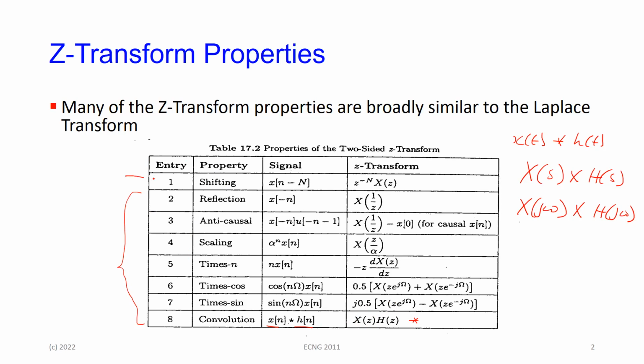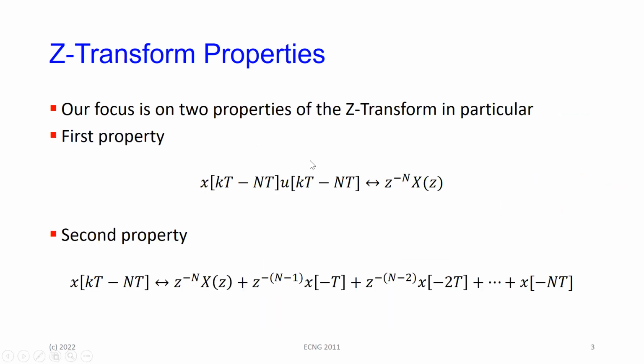This is the one that we're going to zero in on a little bit. Our focus is on two versions. Instead of two properties here, it's really two versions of a single property. So, focus on a single property, two versions. This is the first version, and this is the second version here.